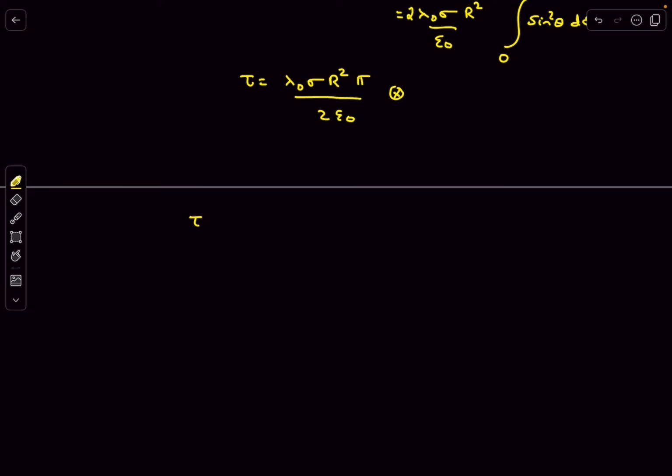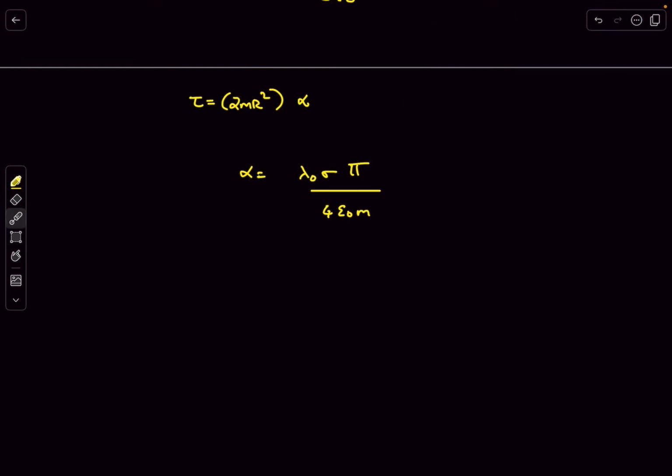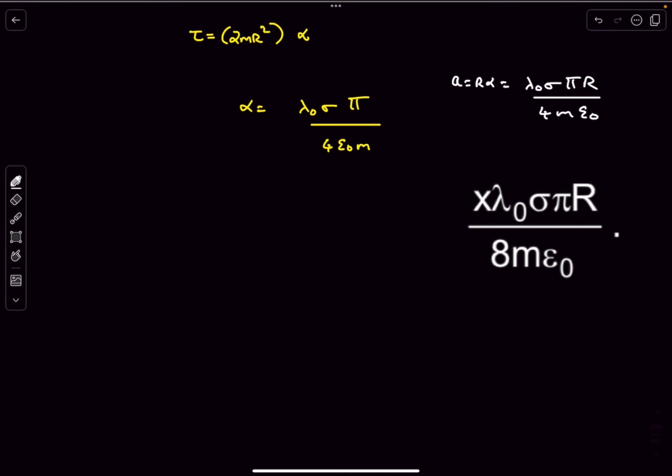So we can say tau equals I about the ICR, which for a ring is 2mr squared, times the angular acceleration alpha. After solving, you'll get the angular acceleration as this particular value. Now as it is pure rolling, the acceleration is nothing but r alpha. In the question they wanted us to figure out this value of x, which, as you can see, comes out to be 2. So the answer to this question is going to be 2.